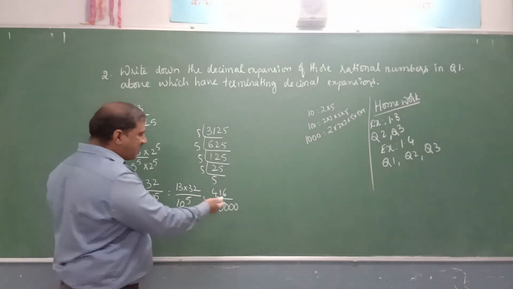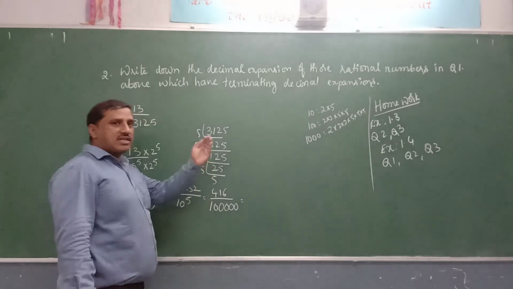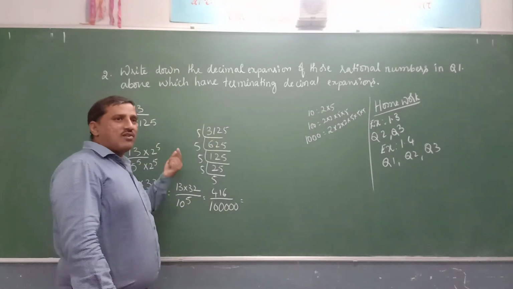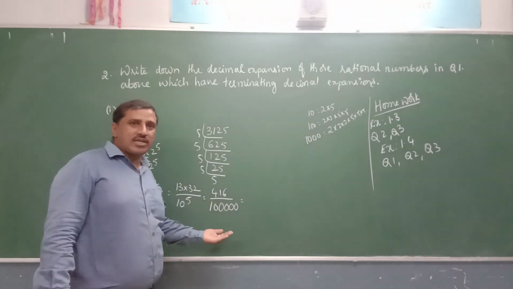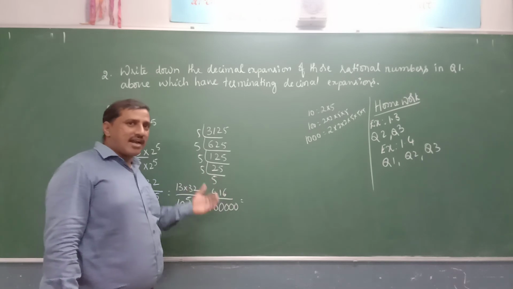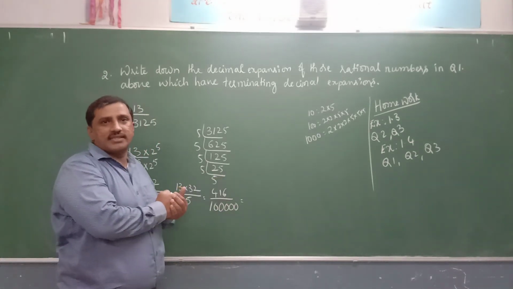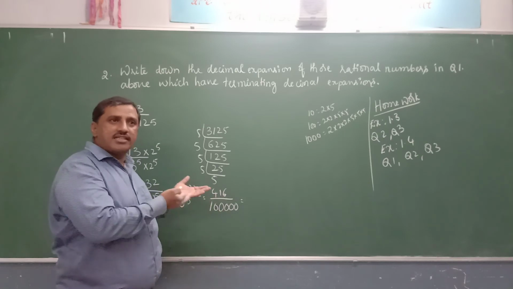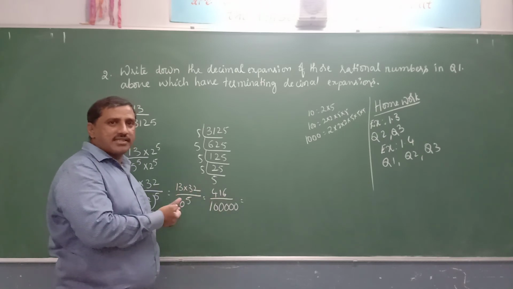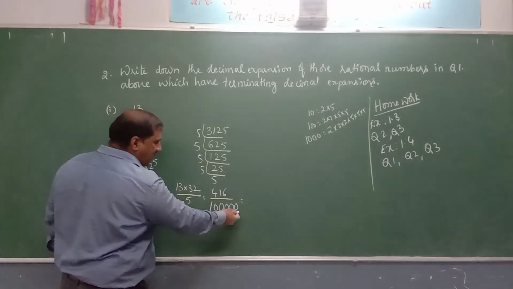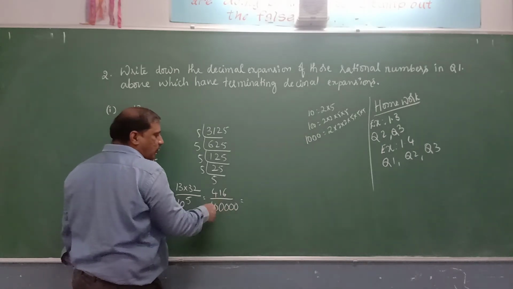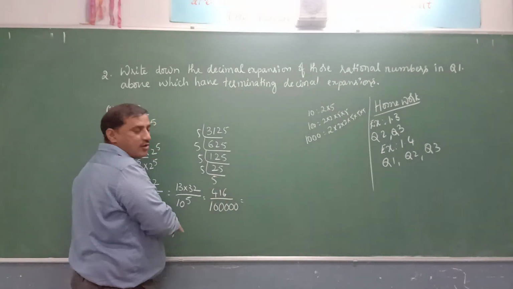So when we divide by 10, what happens to the decimal point? It shifts from right to left by 1 digit, as 1 zero is there. If it is 2 zeros, it is 100. If you divide by 100, the decimal point will shift 2 places. If it is 1000, the decimal point will move 3 places from right to left. Here 5 zeros are there, therefore the decimal point should move 5 places.